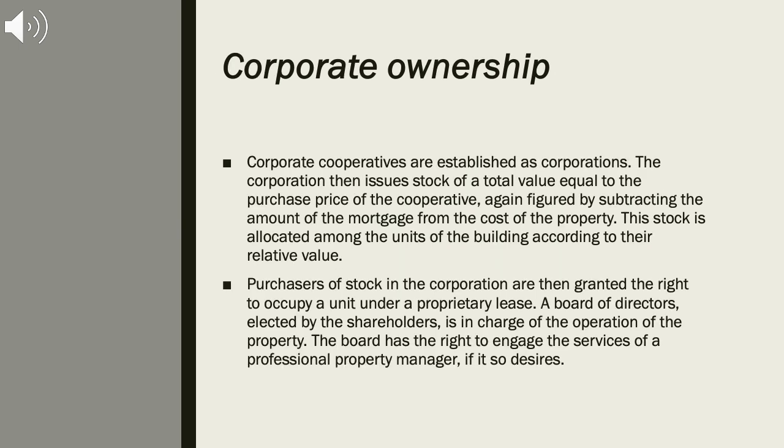Corporate ownership. Corporate cooperatives are established as corporations. The corporation then issues stock of a total value equal to the purchase price of the cooperative, again figured by subtracting the amount of the mortgage from the cost of the property. This stock is allocated among the units of the building according to their relative value. Purchasers of stock in the corporation are then granted the right to occupy a unit under a proprietary lease. A board of directors, elected by the shareholders, is in charge of the operation of the property. The board has the right to engage the services of a professional property manager if it so desires.